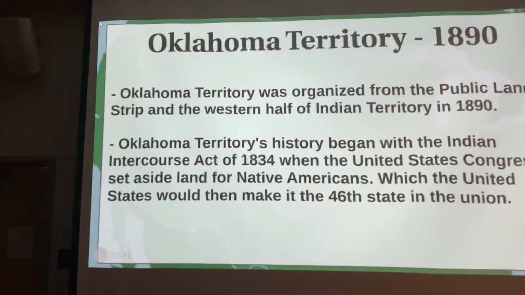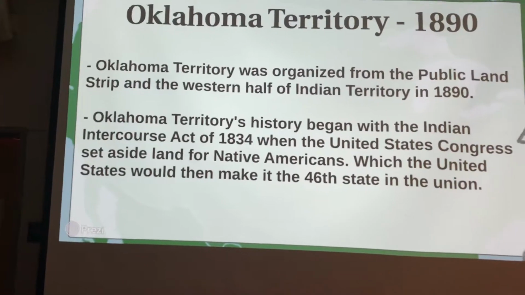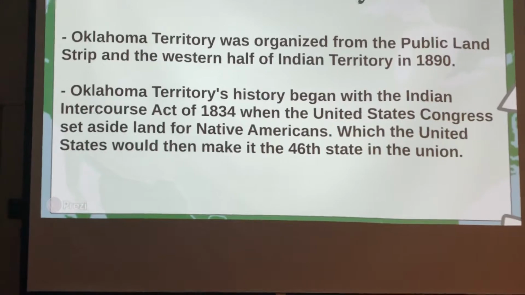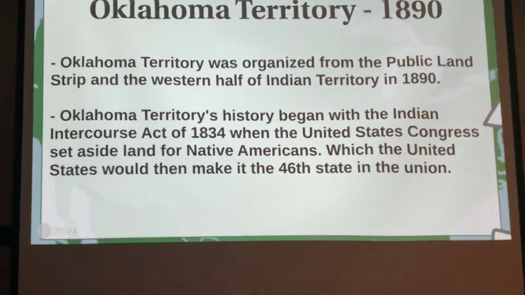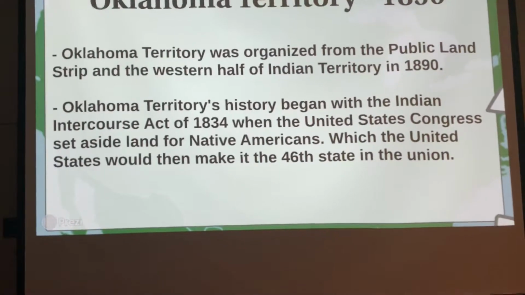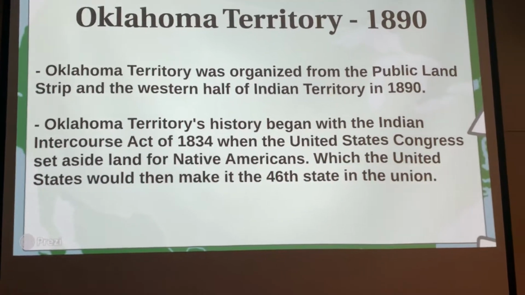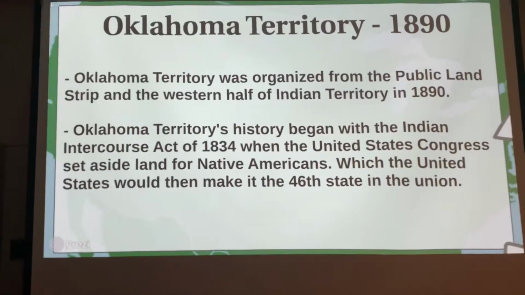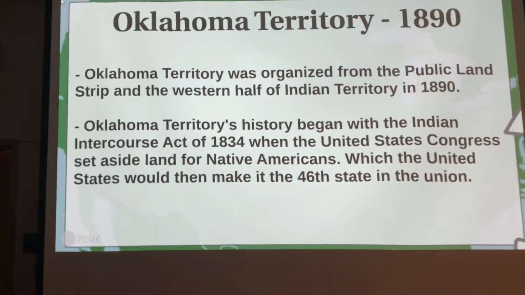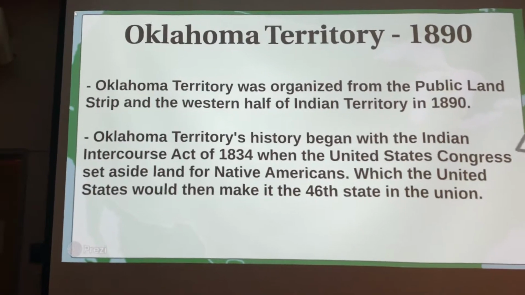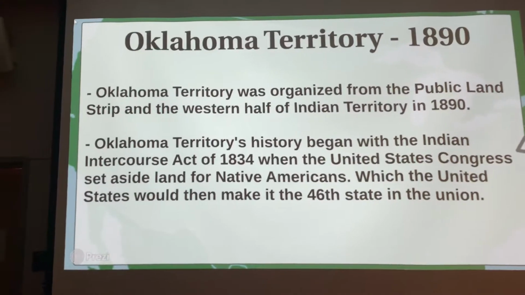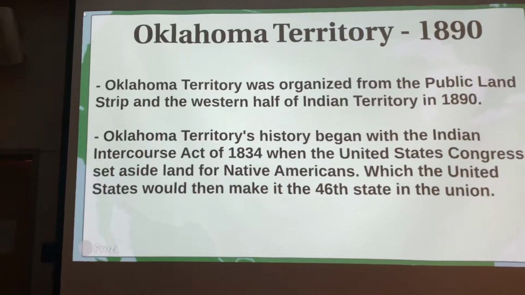The Oklahoma Territory was acquired in 1890, and it was organized from public land and the western half of the Indian Territory. Oklahoma Territory's history began with the Indian Intercourse Act of 1834, which is when the United States Congress set aside some land for the Native Americans, which the United States would then make the 46th state in the Union, Oklahoma.